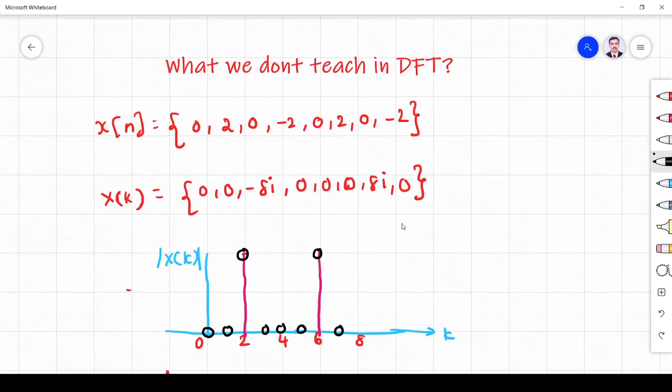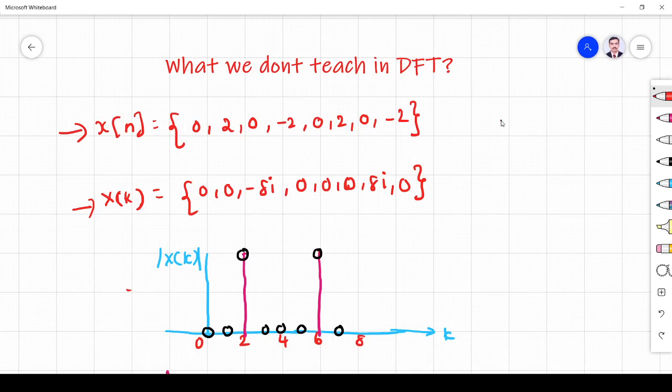See, in class we solve the problems in DFT like this. Of course, we give some x of n values and ask students to find x of k and then ask them to draw the magnitude response and phase response. This everyone knows, but we don't know why we are doing this, what is the purpose of this.